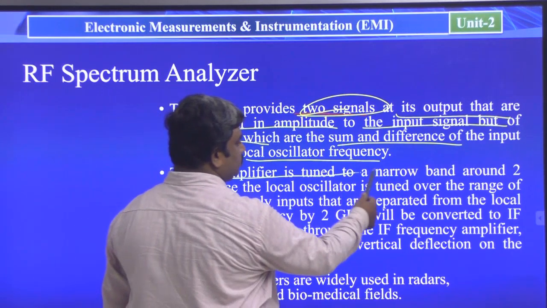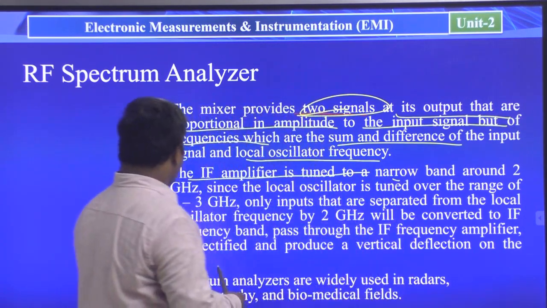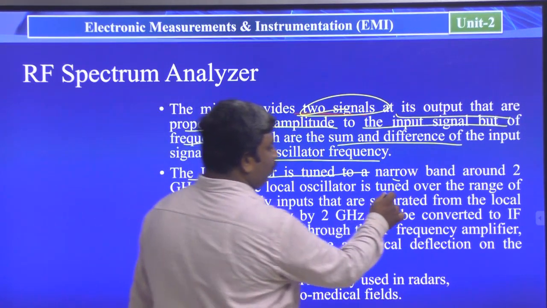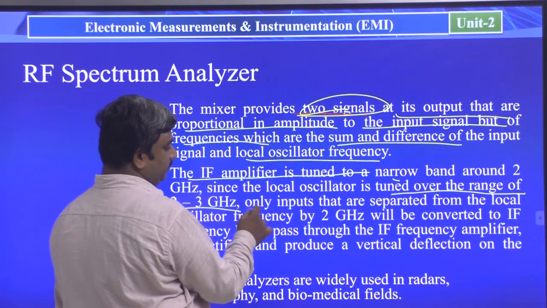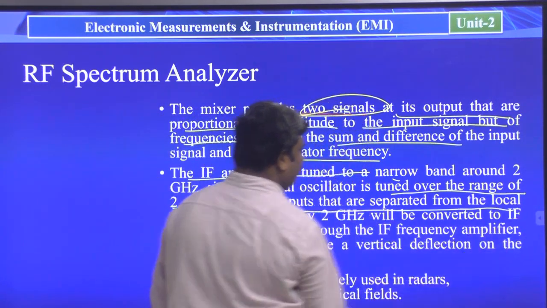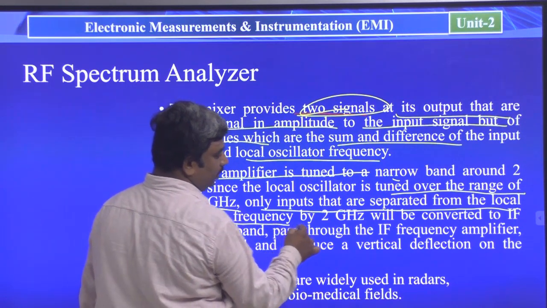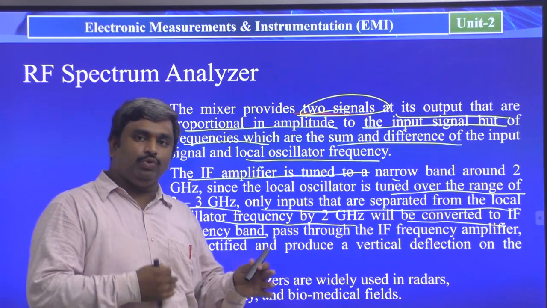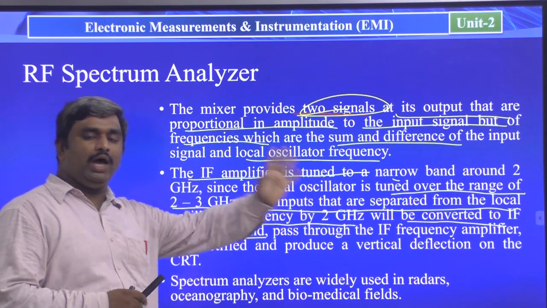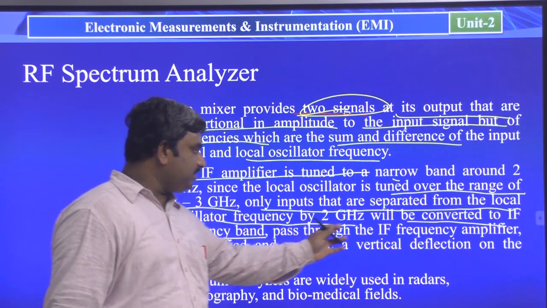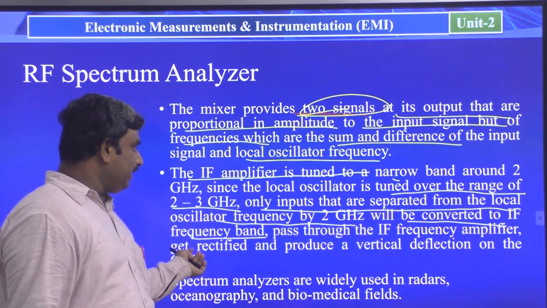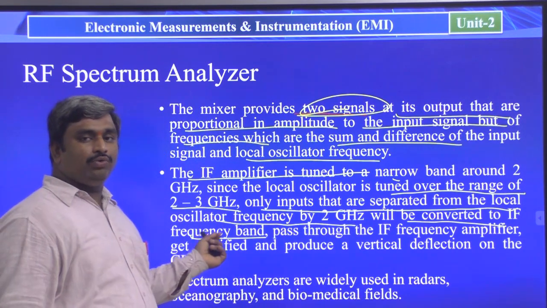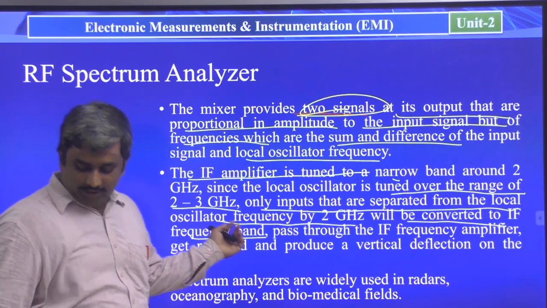The IF amplifier is tuned to a narrow band around 2 GHz, since the local oscillator is tuned over the range of 2 to 3 GHz. Only inputs that are separated from the local oscillator frequency by 2 GHz will be converted to the IF frequency band, pass through the IF amplifier, get rectified, and be applied to the vertical deflection plate of the CRT, and only those signals are displayed on that CRT.